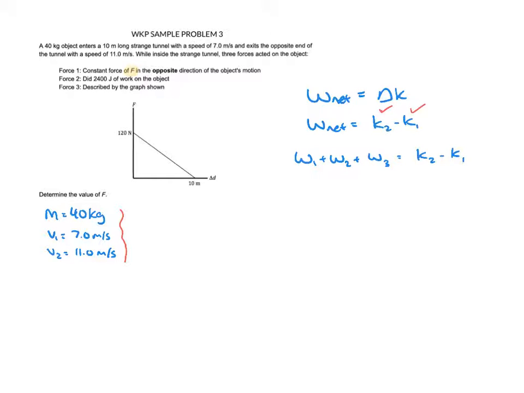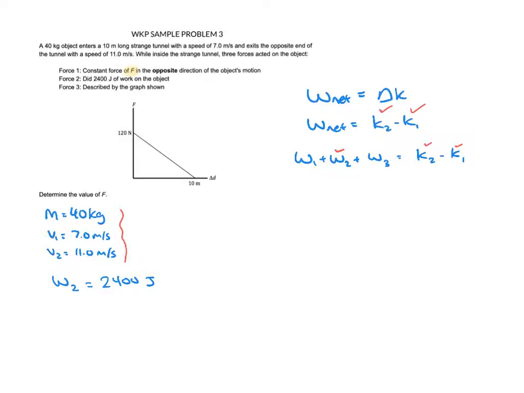And the easiest one would actually be force 2, or work 2, because it says that force 2 did 2,400 joules of work on the object. So that's the number exactly for work 2, 2,400 joules. So no worries there.